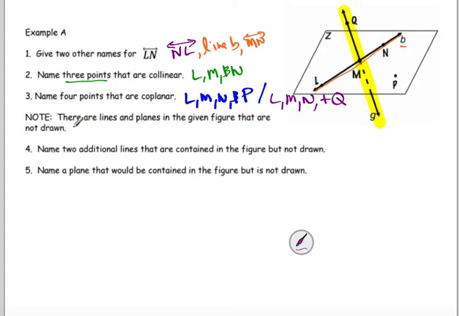So that's what this note is saying. There are lines and planes in the figure that are not drawn. So we just defined a plane that was not drawn.